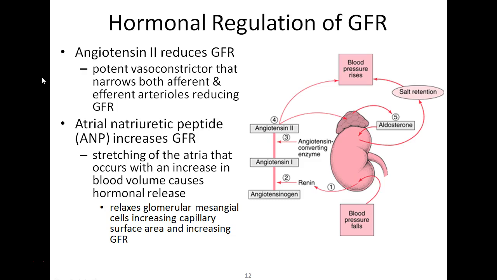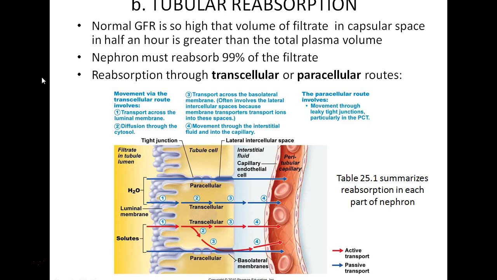So in summary, the flow of GFR, in other words, the rate at which filtrate comes into the glomerular space, is affected by the renal autoregulation, neuroregulation, and hormonal regulation.